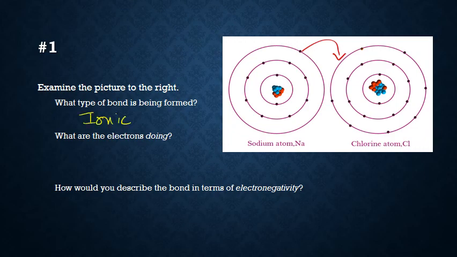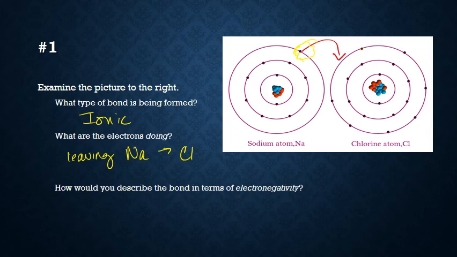And the reason this one's ionic is because chlorine is actually stealing this electron. And whenever something is being stolen, in this case the electron, they're not sharing, therefore it is an ionic bond, which kind of answers the next question. What are the electrons doing? Well, the electron is leaving sodium and it's going to chlorine because chlorine's stealing it.